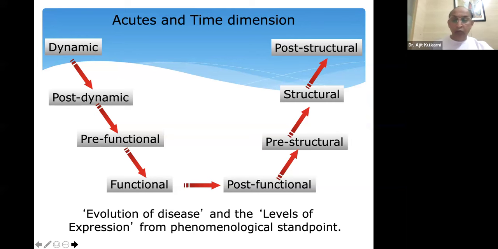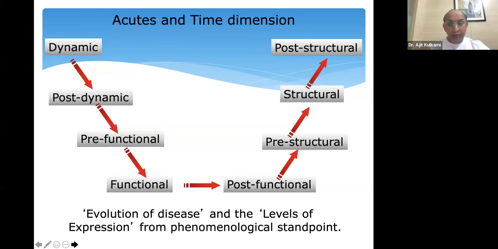So this is my very unique chart of understanding, going from the dynamic to post-structural. Something at the level of dynamic, post-dynamic, and pre-functional. You could call it, in current immunological language, the incubation period. There is an entry, but nothing is happening at the symptomatic level. There is a disturbance which is likely to develop. So there are 3 stages of this.